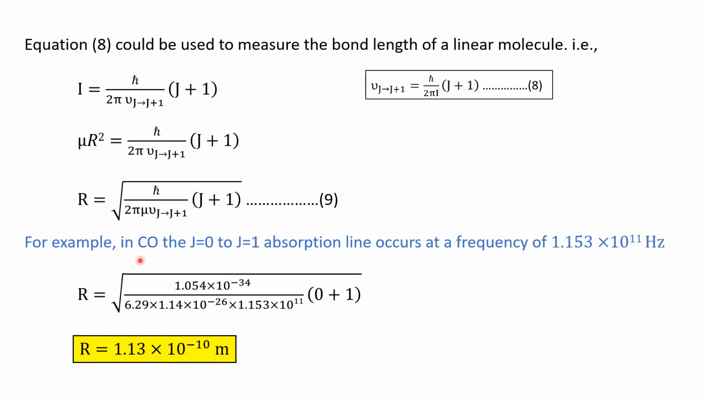For example, in the case of carbon monoxide, when there is a transition from J equal to 0 to J equal to 1, we have a frequency of 1.153 times 10 to the power 11 hertz. So putting this value just here, and this one is the reduced mass, this is the value of h bar, this is the value of 2 pi, so we get here the bond length of the carbon monoxide molecule. Similarly, we can find the bond length of many different molecules just by examining their rotational spectra.